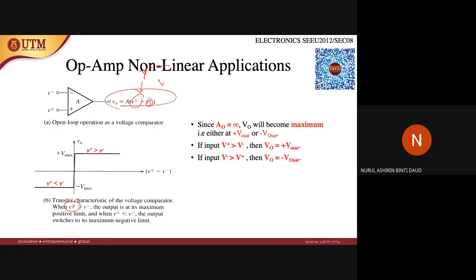This is what you learned in the linear applications. It is the same for the non-linear as well. When V plus is more than V minus, you just replace V plus with V in and V minus with V reference, making sure where the input signal is. Then VO will be the positive saturation value, which depends on the DC supply value, the same as for these two.